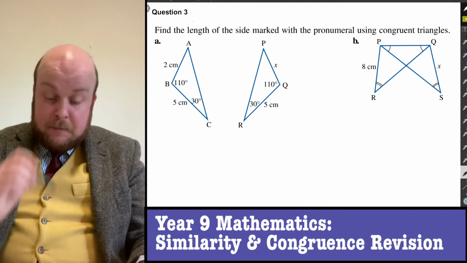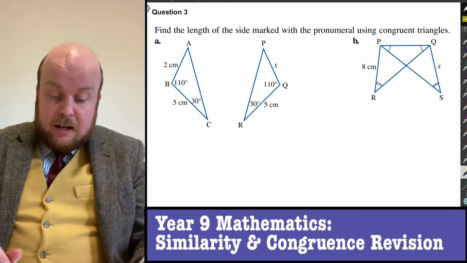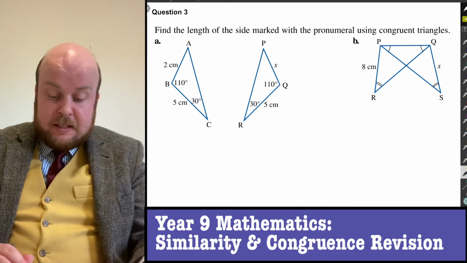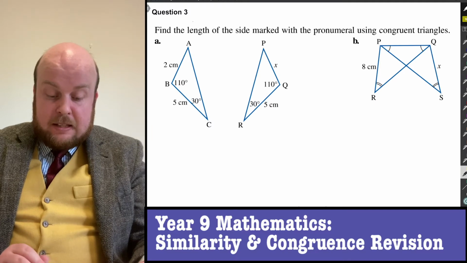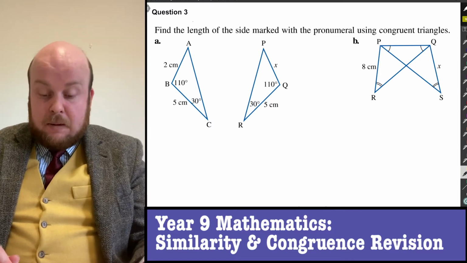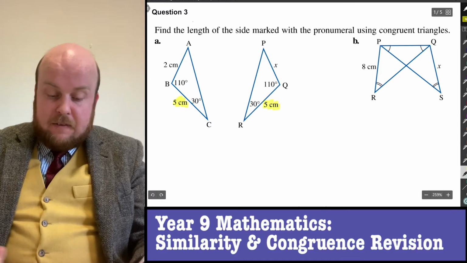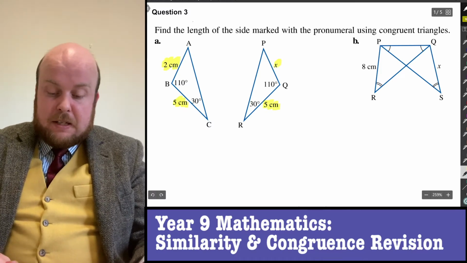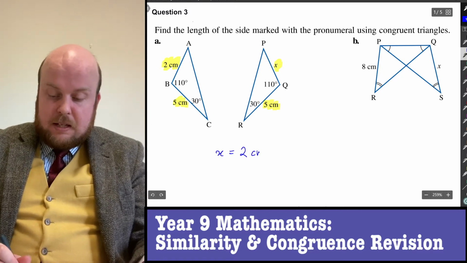So for example, on this one here, the side that's missing, if I was to line it up, we've got 110 degrees there, we've got 30 degrees from B to C. You can see those two angles. They will match up with Q to R. We can see 5 here matches up with 5 there. Therefore, the 2 must match up with this X. So X would be equal to 2 centimeters.